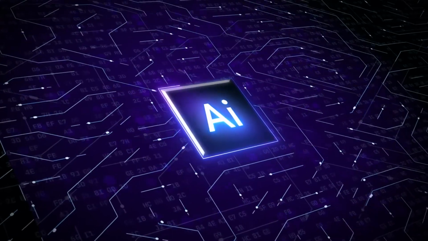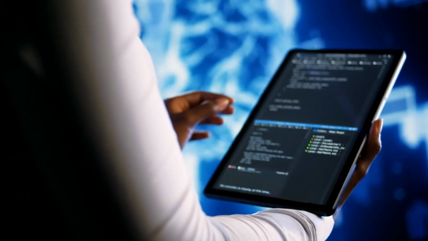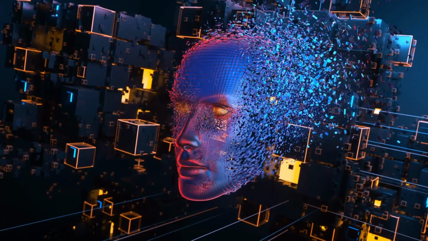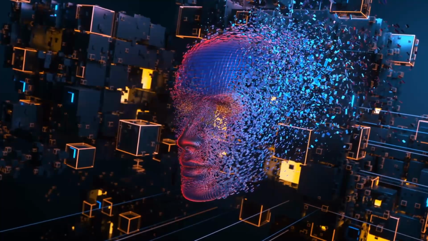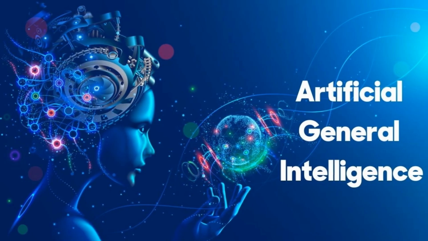However, there exists a debate about the extent to which current technologies truly constitute AI. Some argue that our current technology, like advanced machine learning, is merely a stepping stone towards achieving true artificial intelligence, often referred to as artificial general intelligence, AGI.